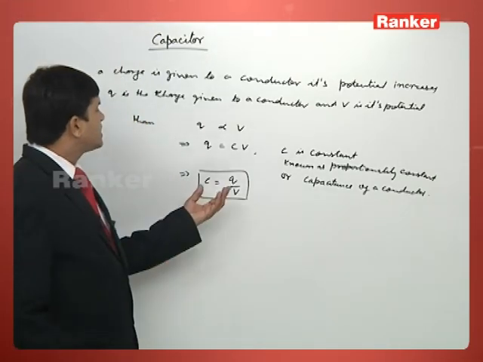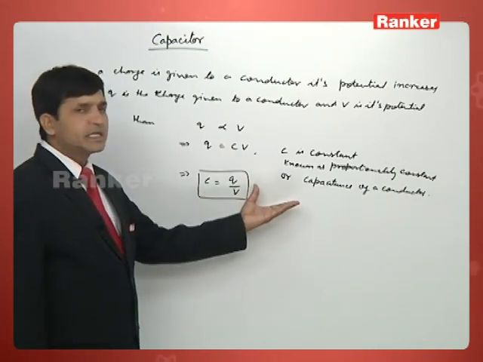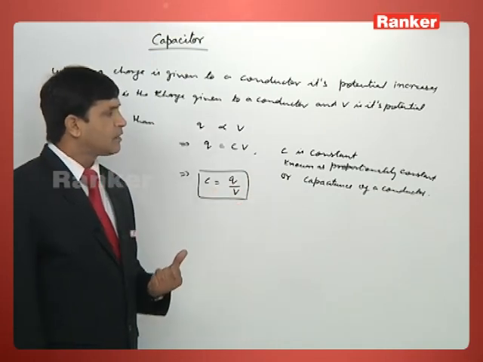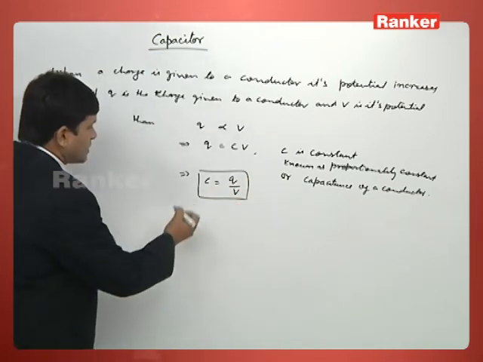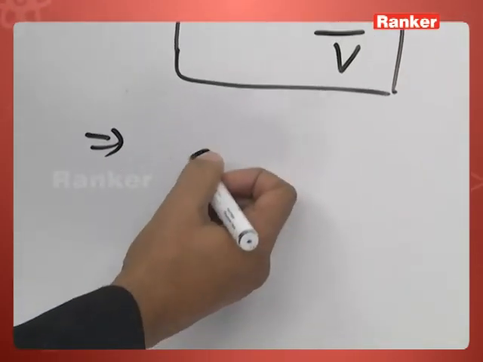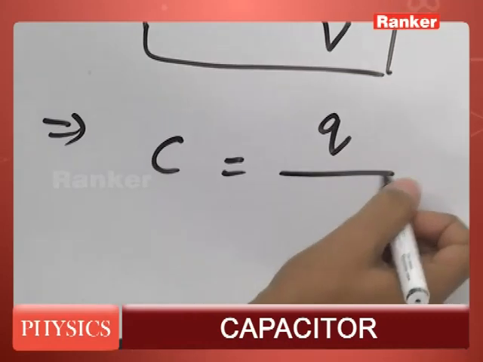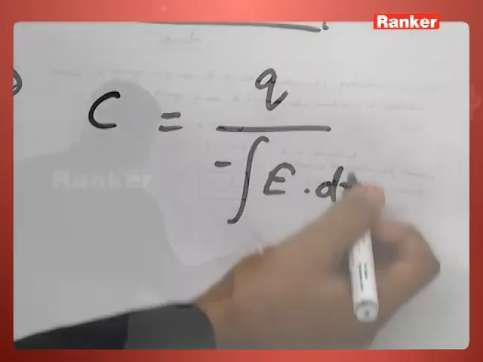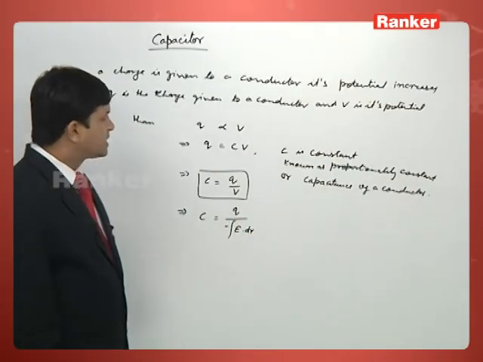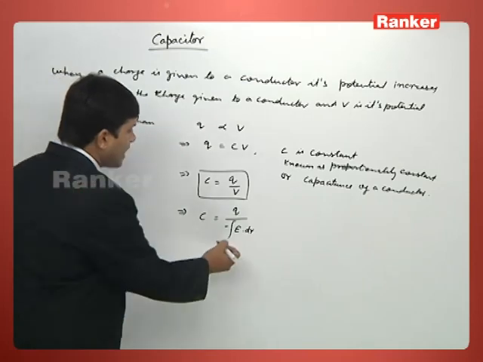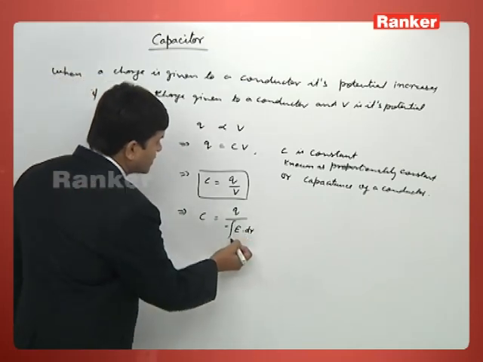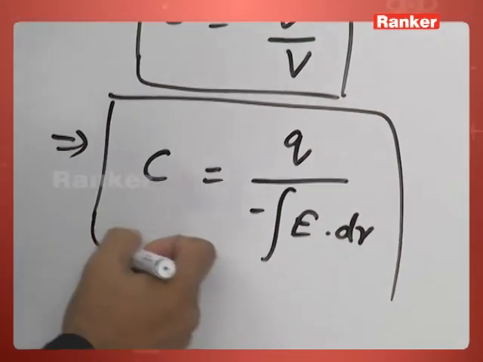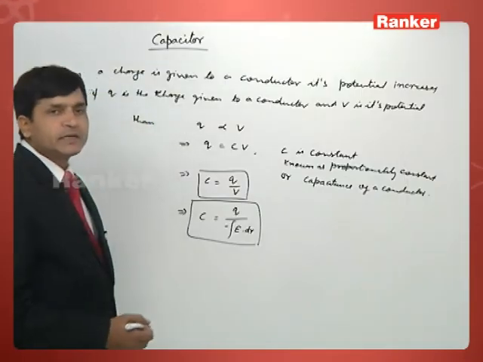It simply depends on the geometrical shape and size of a conductor. There are so many factors on which the capacitance of a conductor depends. This can be written in another form: C is equal to Q by V, and as we studied in the previous chapter, V can be written as minus integral of E dot dr, from the surface to infinity. This is another way of representing the capacitance of a conductor.